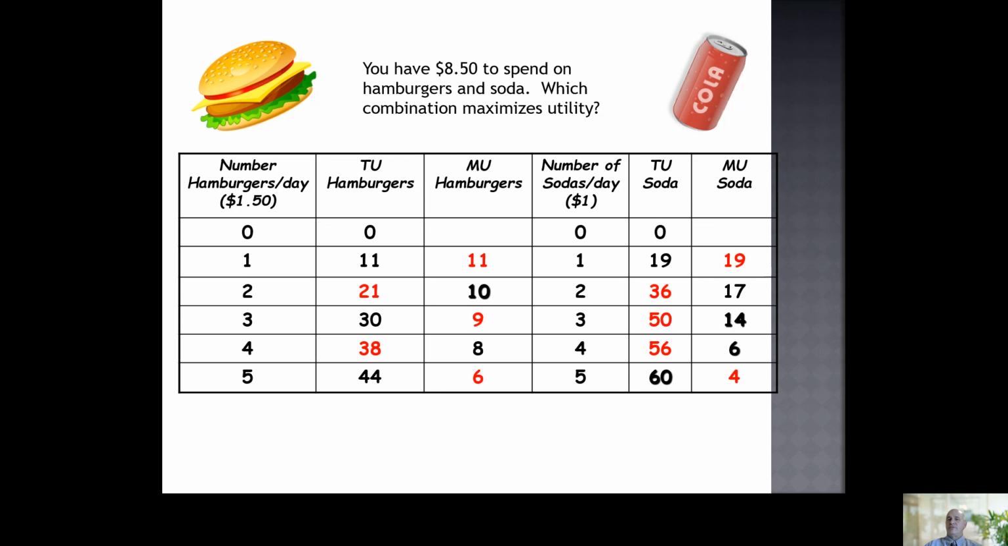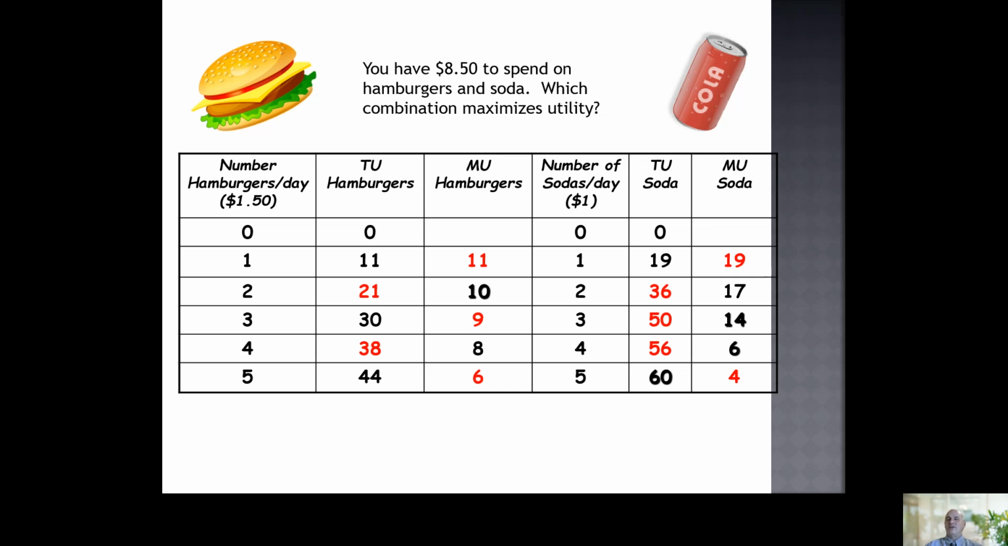Now, it's also important for you to recognize prices are different, and the price makes a difference. And you'll also recognize you have a limited amount of money to spend. So I need to figure out what combination of hamburgers and sodas will maximize my level of satisfaction, recognizing the prices are different, as well as the limitation on income. So for example, I consume my first hamburger and get 11 units of satisfaction, but it cost me $1.50. I consumed my first soda and I got 19 units of satisfaction and it only cost me $1.